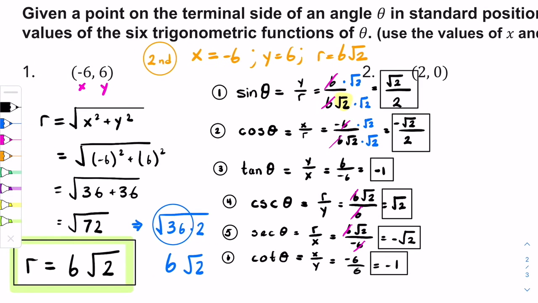And those are your 6 trig values. So be careful, make sure you rationalize when you need to, make sure you simplify when you need to. But other than that, you just use the formulas I gave you on the first page, you plug them in, you simplify.